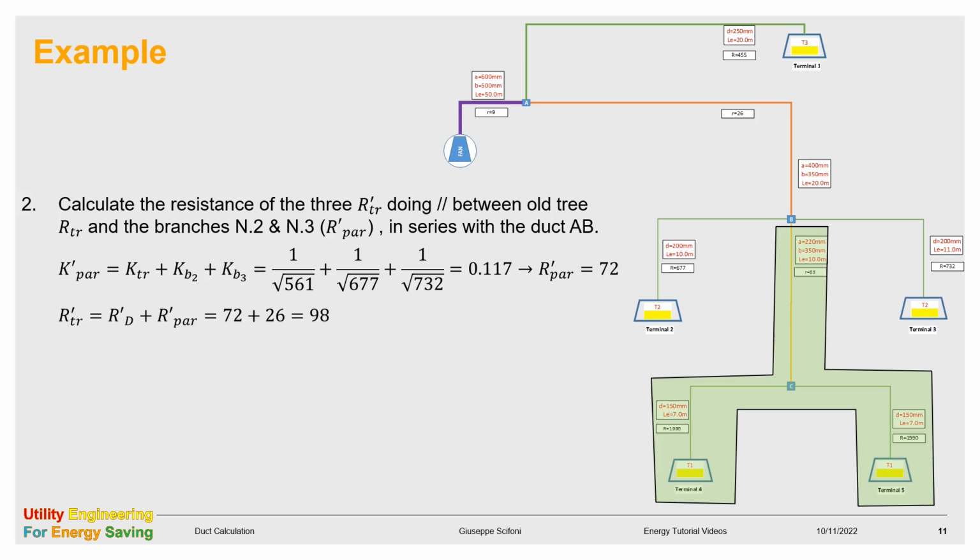Once we calculate the resistance of the tree R3, we step to the next tree R3 prime by doing the parallel between the old tree and the branches N2 and N3. We are now running the parallel of 3 branches and we make the sum of the corresponding conductance, and this is the resistance. Finally, we make the resistance of the series between the parallel already found and the one of the duct upstream. We come to 98.